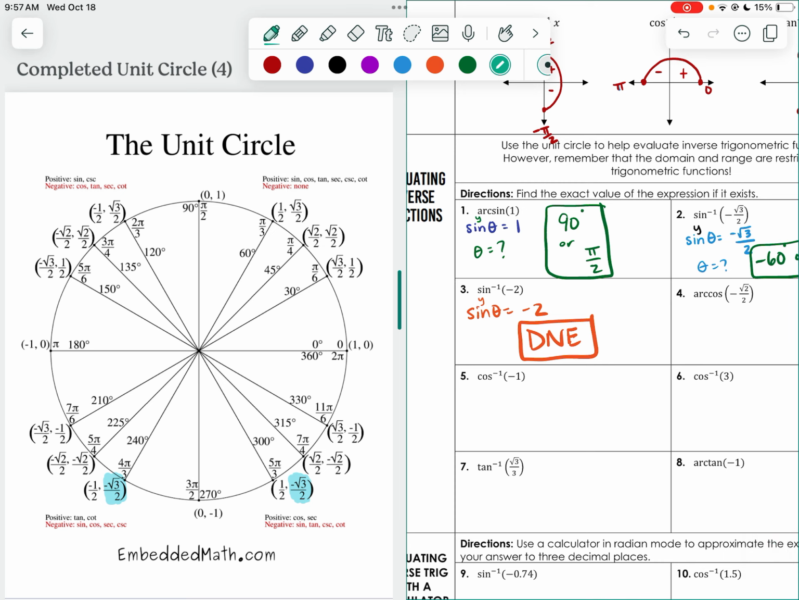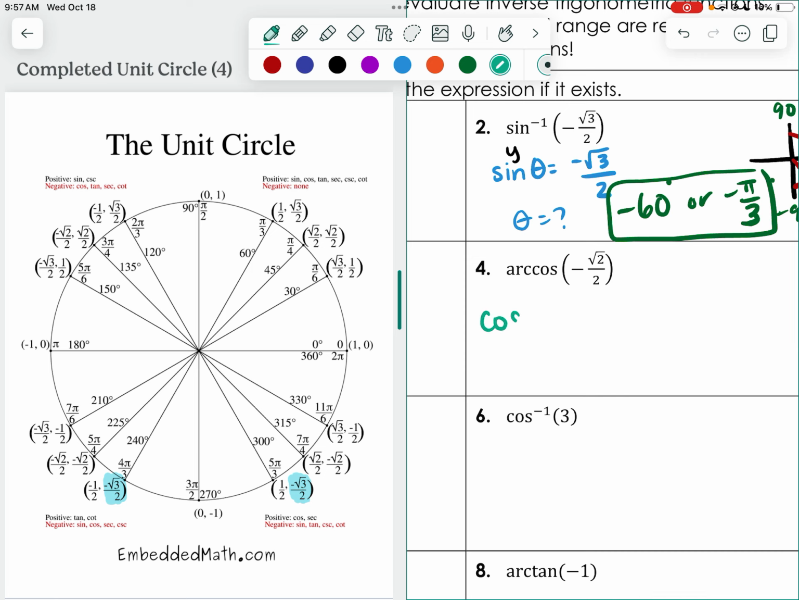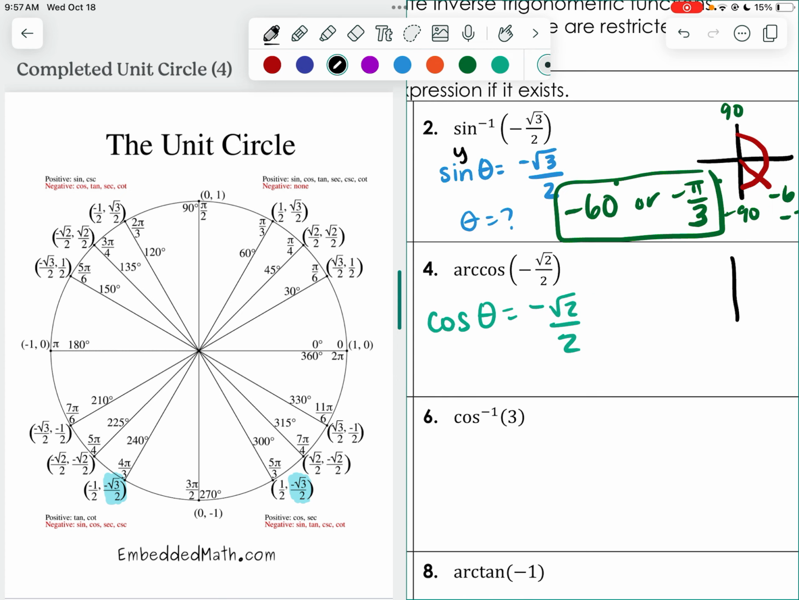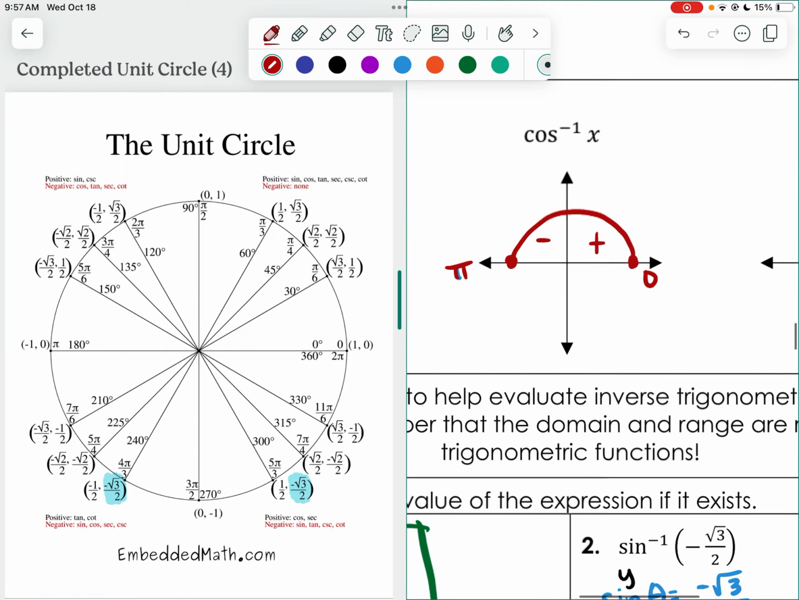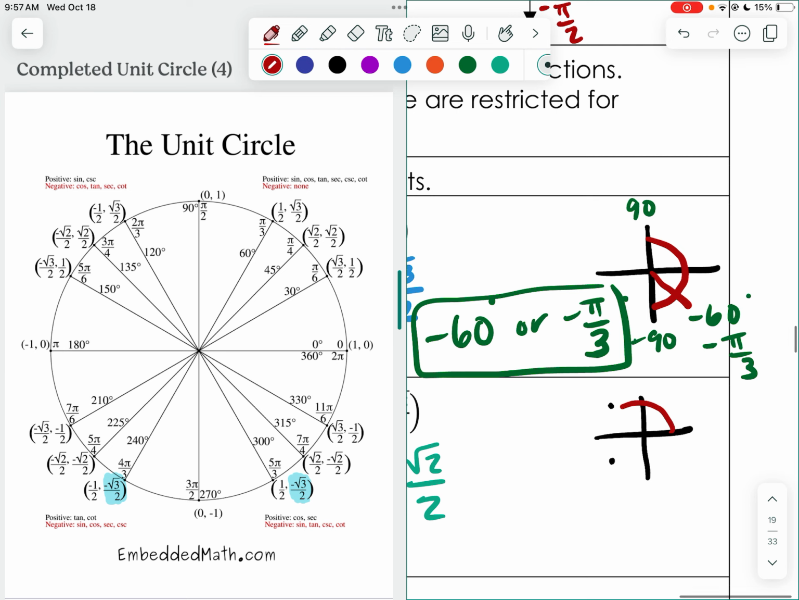Okay, let's do another one. Number 4, this one is now cosine. We're looking for an angle that has a cosine of -√2/2. Again, you could draw your little unit circle. So -√2/2 could be in quadrant 2, or in quadrant 3, a negative x value. But you have to think about your domain restrictions. Cosine is in the first 2 quadrants, so it's either here or here.